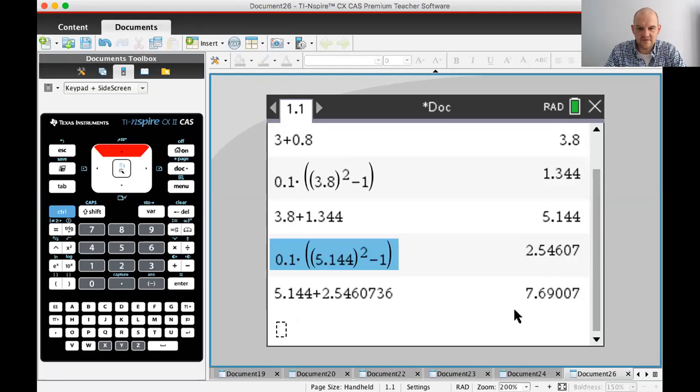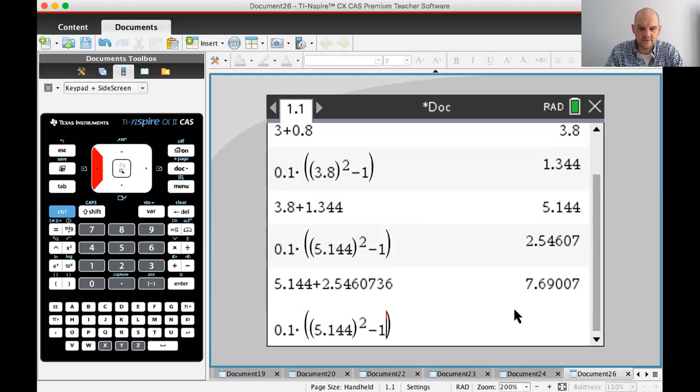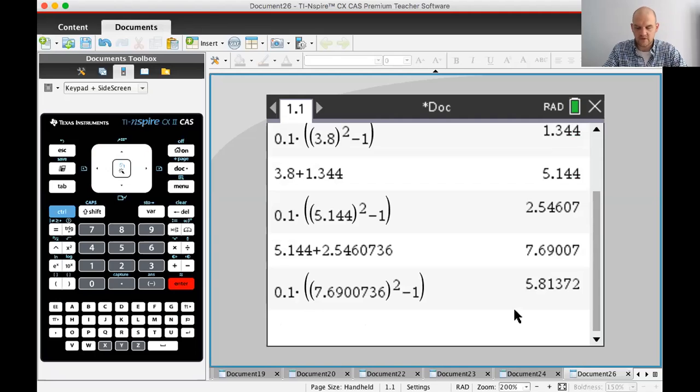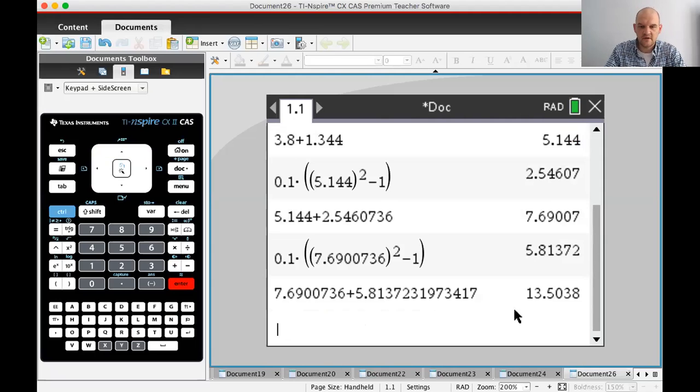I was hoping this would just say answer. Okay, so 5.814, let's say. And then we have to add these. It's so much work, and it's not even half of it.